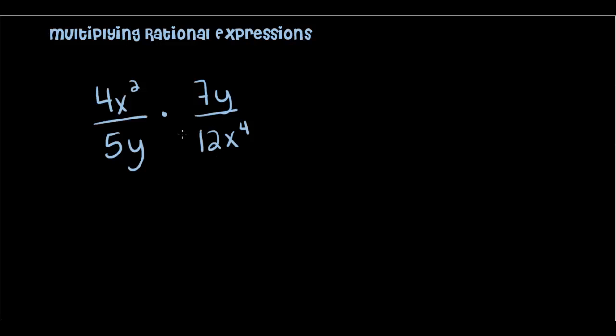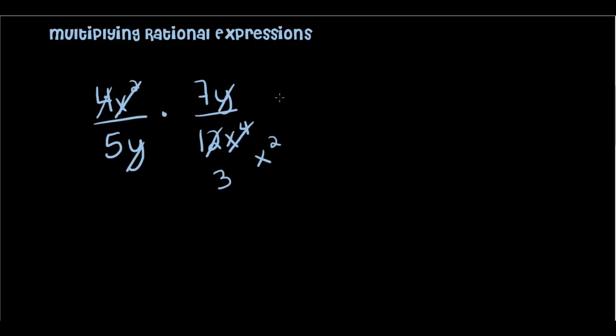In this video, we're going to learn how to multiply rational expressions. And when you're multiplying fractions, you just multiply across. Now, since we're dealing with variables, before we do anything, we're going to simplify whatever we can. So, for instance, I can simplify 4 over 12, and it becomes 1 over 3. I can cancel this y with this y because y over y is 1. I can cancel x squared with x to the 4th, and I'm going to end up with x squared.